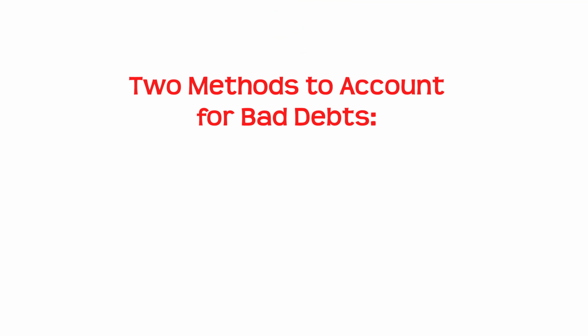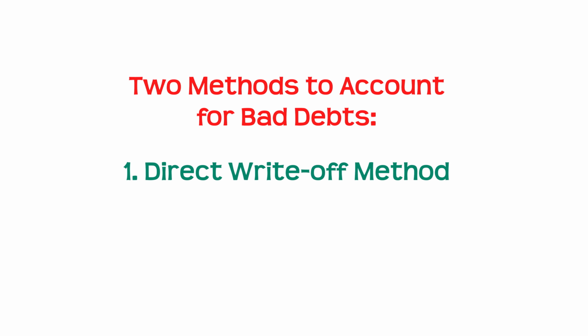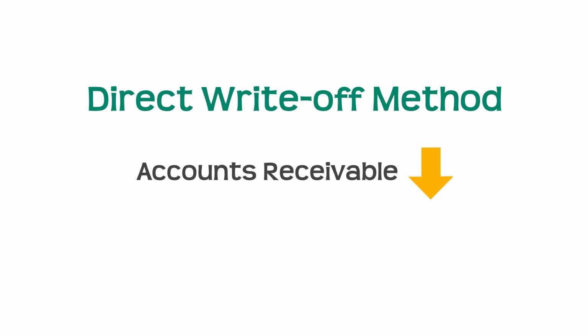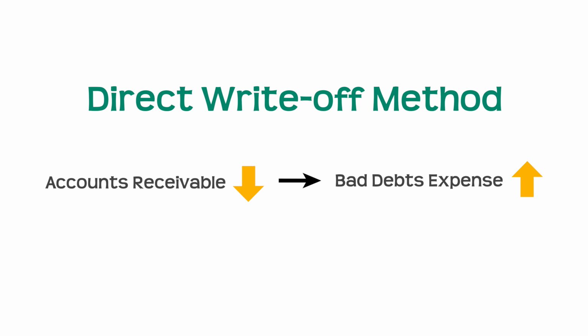There are two methods to account for bad debts: direct write-off method and allowance method. The direct write-off method of accounting for bad debts records the loss on uncollectible accounts as an outright deduction to accounts receivable. That means it is directly charged to bad debts expense.